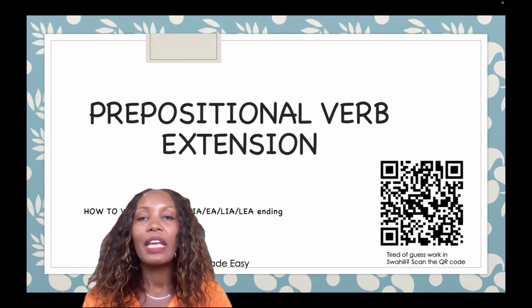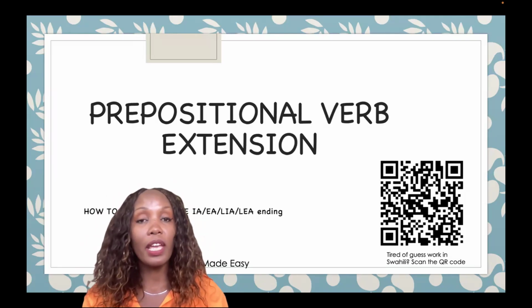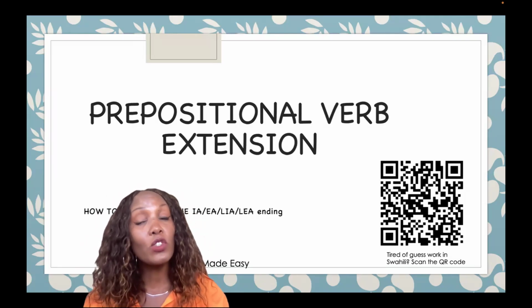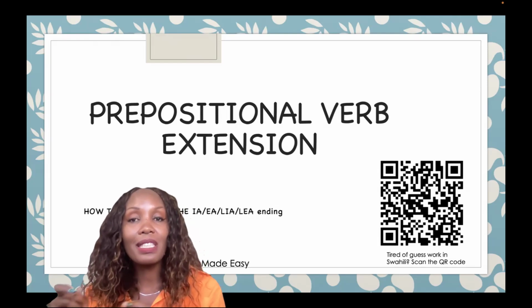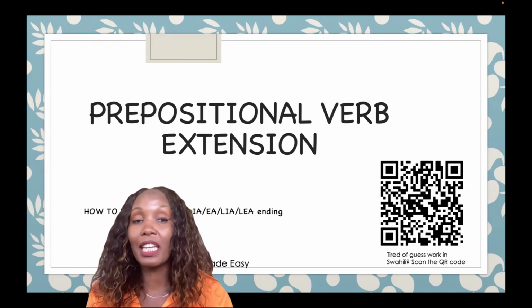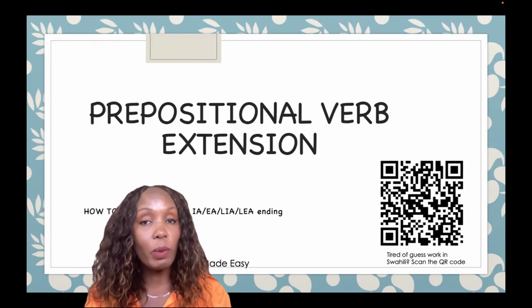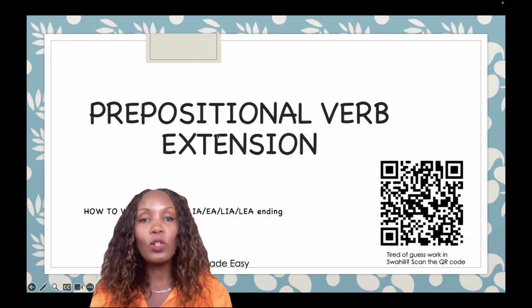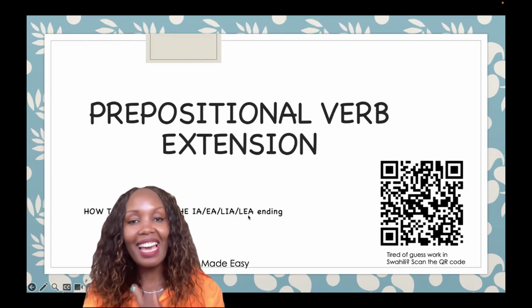Here's a good example. In Swahili, the word for cook is pika. If you wanted to say, I cooked for her, if you say nilimpika, that means you cooked her. Okay? But if you added a verb extension, that would convey that meaning. And in this case, it will be alinipikia. So today we're working with prepositional verb extensions, which is an example that I just gave you. In other words, you learn how to work with the ia, ea, lia, and lea ending.